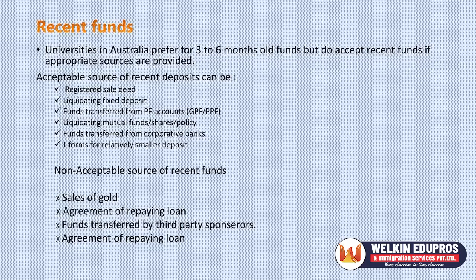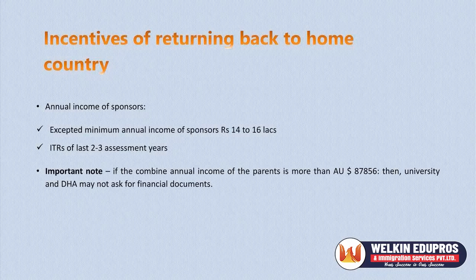Non-acceptable sources of recent funds are sales of gold, agreement to sale of property, which I already told, agreement of repaying loan, and funds transferred by third-party sponsors. All four types of funds are not acceptable as a source of recent funds. Okay, now this was the first part of JSR requirements, that is financials. Now we'll talk about the second part.